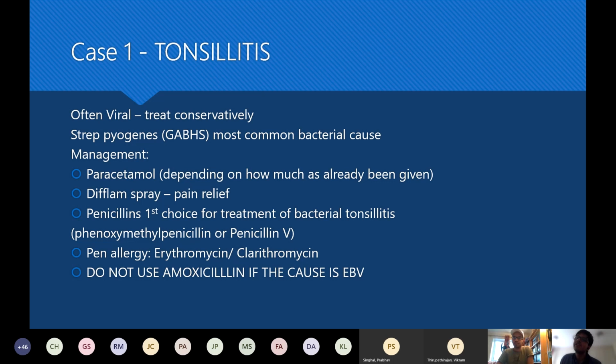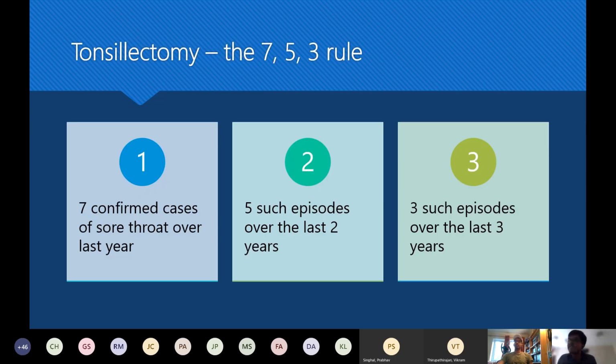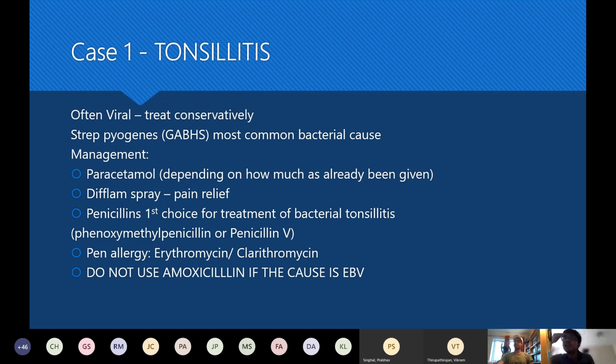Just one thing. The reason you don't really need to give amoxicillin is that penicillin V, or phenoxymethylpenicillin, was pretty much invented to deal with strep. It's really good against strep, and most of the bacterial causes are strep. So adding the broad-spectrum amoxicillin doesn't add any benefit over just using penicillin V. Some GP trusts do end up using it. Could you give the Diflam spray in viral? Yes, you absolutely can. It just reduces the inflammation. It's not really fighting the infection, so to speak.